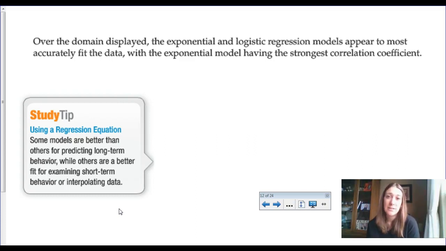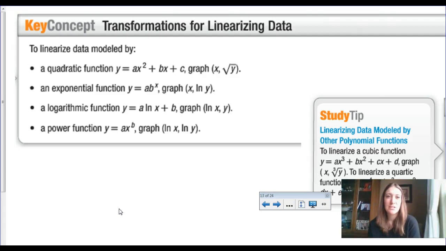The exponential model has the strongest correlation coefficient out of the other ones. Remember, the logistic growth one will not give you a correlation coefficient, so you just have to go along with the shape. Because of the domain that was shown, we didn't really see that carrying capacity issue of it reaching a horizontal asymptote. So we'd have to consider if we liked the domain that we were looking at. If we were to look into the future, we might change our mind.